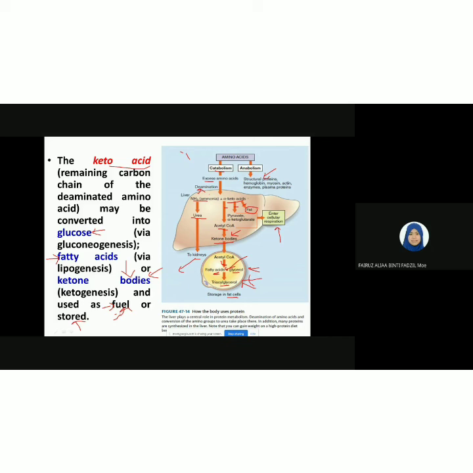But they can become fat, and then the fat can be used to enter cellular respiration to generate ATP. So the fat you either store in the adipose tissue, or you can use it as fuel for cellular respiration to generate ATP.